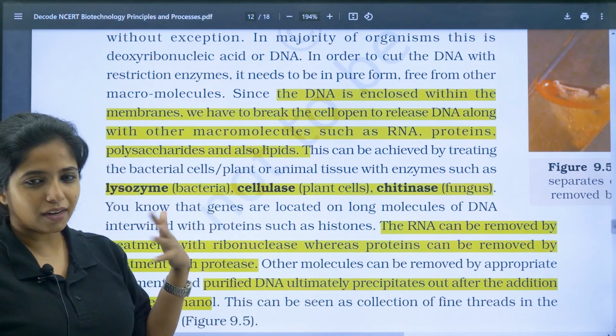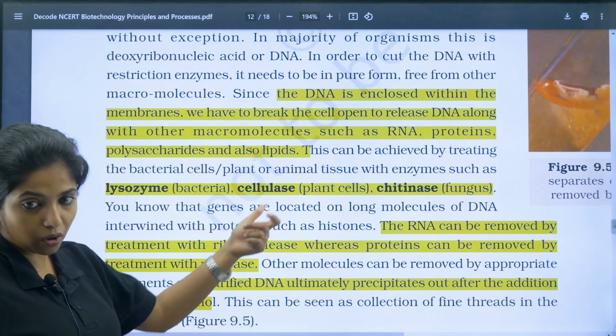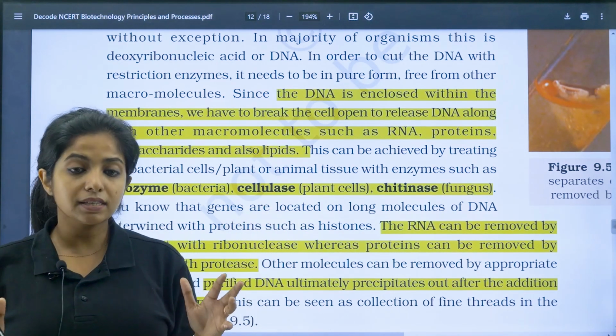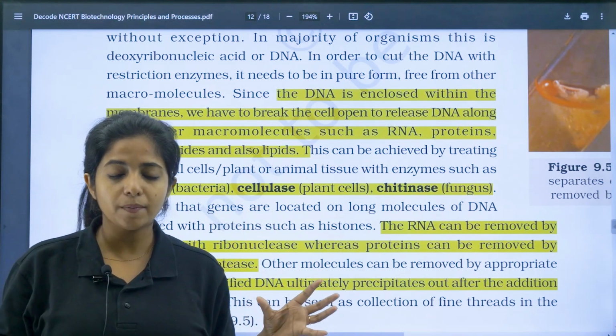Ribonuclease will cut down the RNA, we do not need it. Now, proteins can be removed by proteases. All these enzymes are needed. Now, ultimately you will get your DNA, and again there might be small impurities that you have to separate it from. So, what do you do?